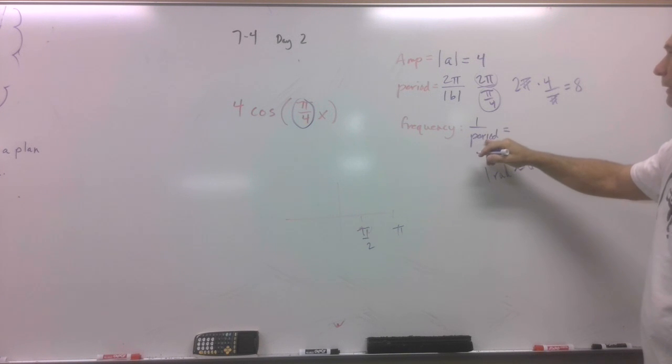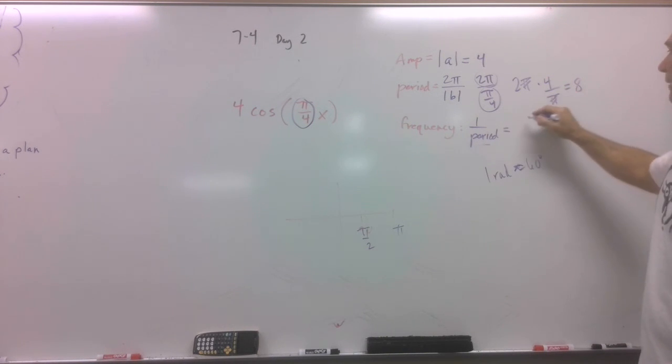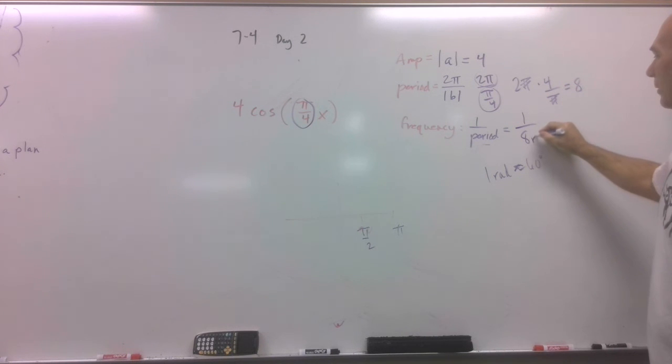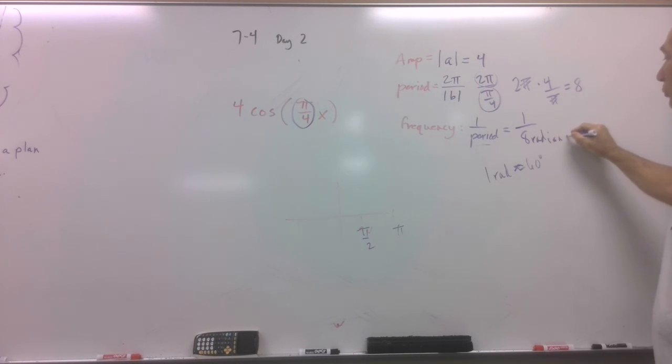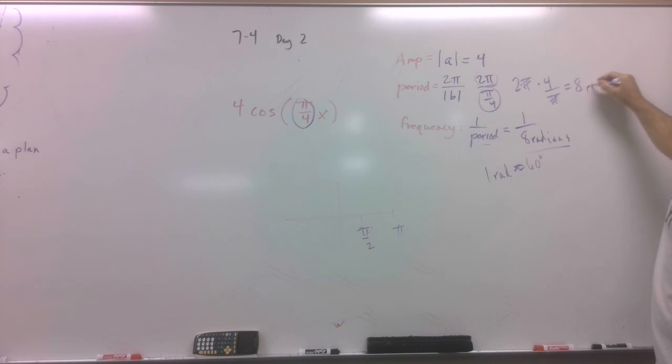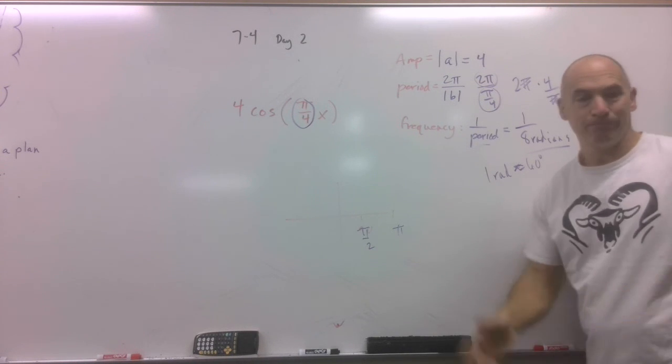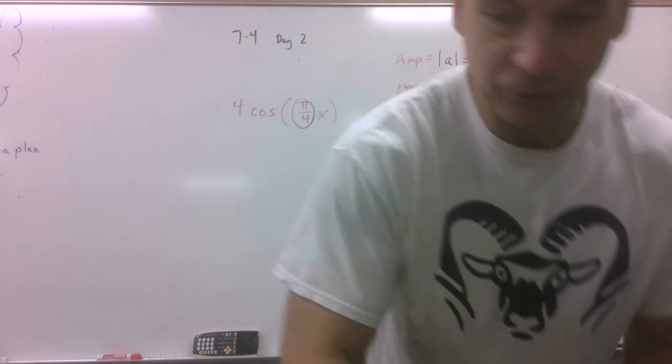But 1 over the period, well, the period is 8, so it takes 1 over 8 radians, if you want to really be specific about the answers here. So there you go. That's it. Good luck on your homework, guys.